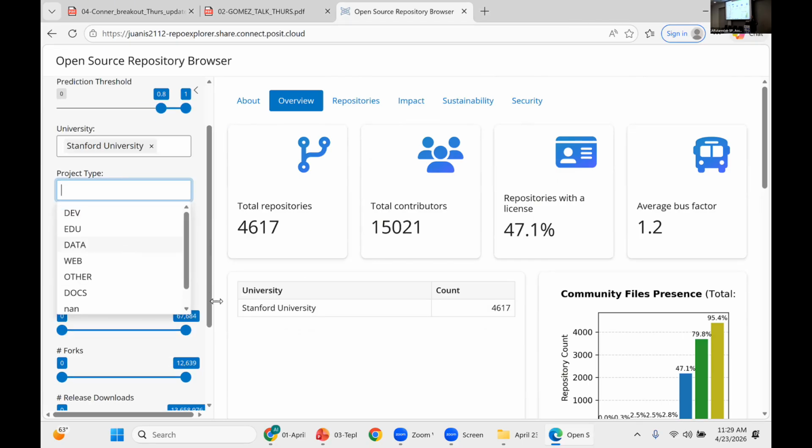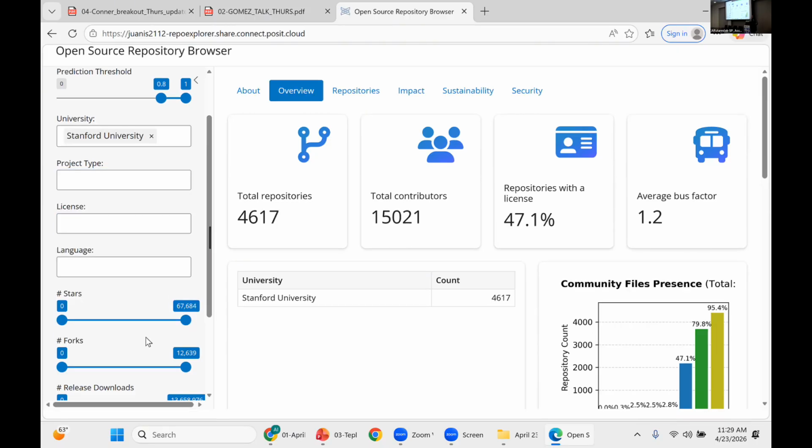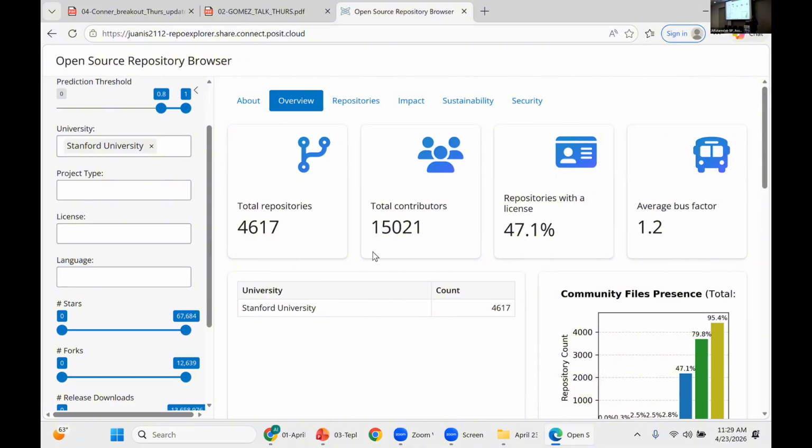We have filters on the project type. We have license, language, and some of the impact indicators. This page just shows you an overview of some of the characteristics of the projects.